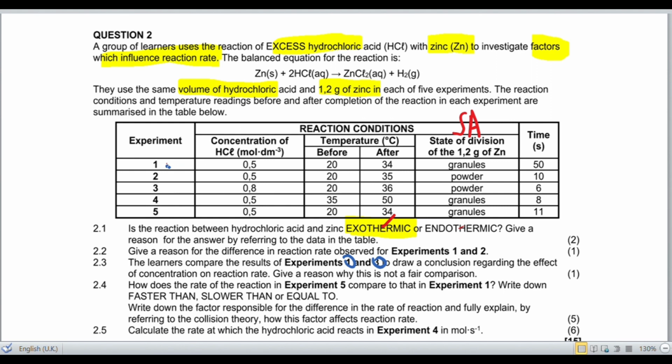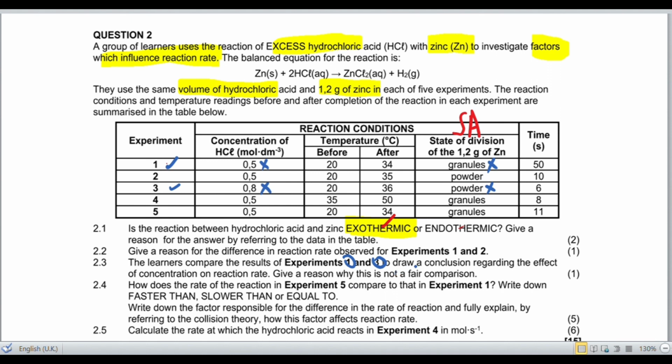This is experiment 1. This is experiment 3. So the concentration is not the same, right? This is the reason. Now let's come to the state of division. This one is powder. This one is granules, which means the state of division, or surface area, is not the same. So we have a concentration that is different, and also a state of division or surface area that is different.